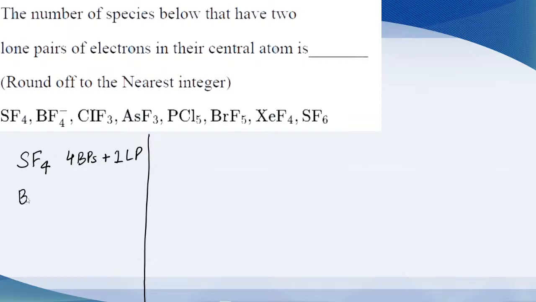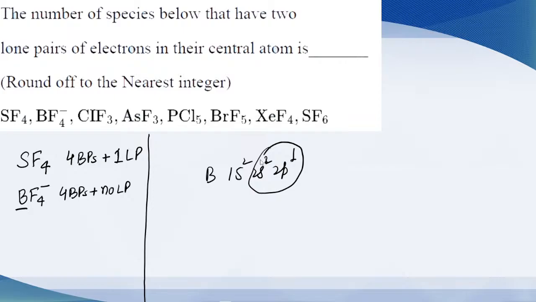Second one, BF4 negative. How many bond pairs and lone pairs are there? Again 4 bond pairs. And how many lone pairs? No lone pair. Boron has 3 valence electrons, and 1 electron is gained. So 3 plus 1, 4 electrons in the valence shell. See the configuration of boron: 1s2 2s2 2p1. So there are 3 valence electrons and 1 negative charge. Because of that, 4, and all 4 are used.